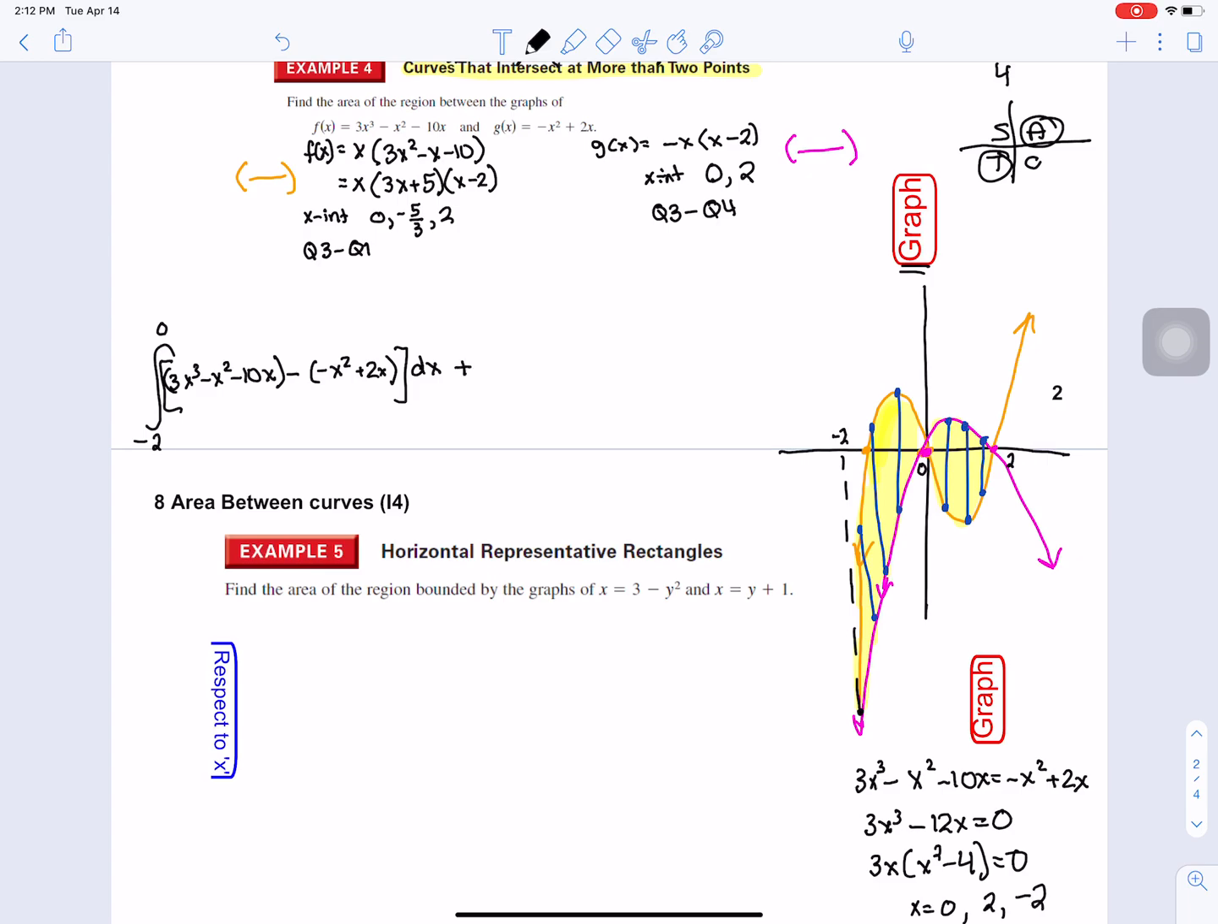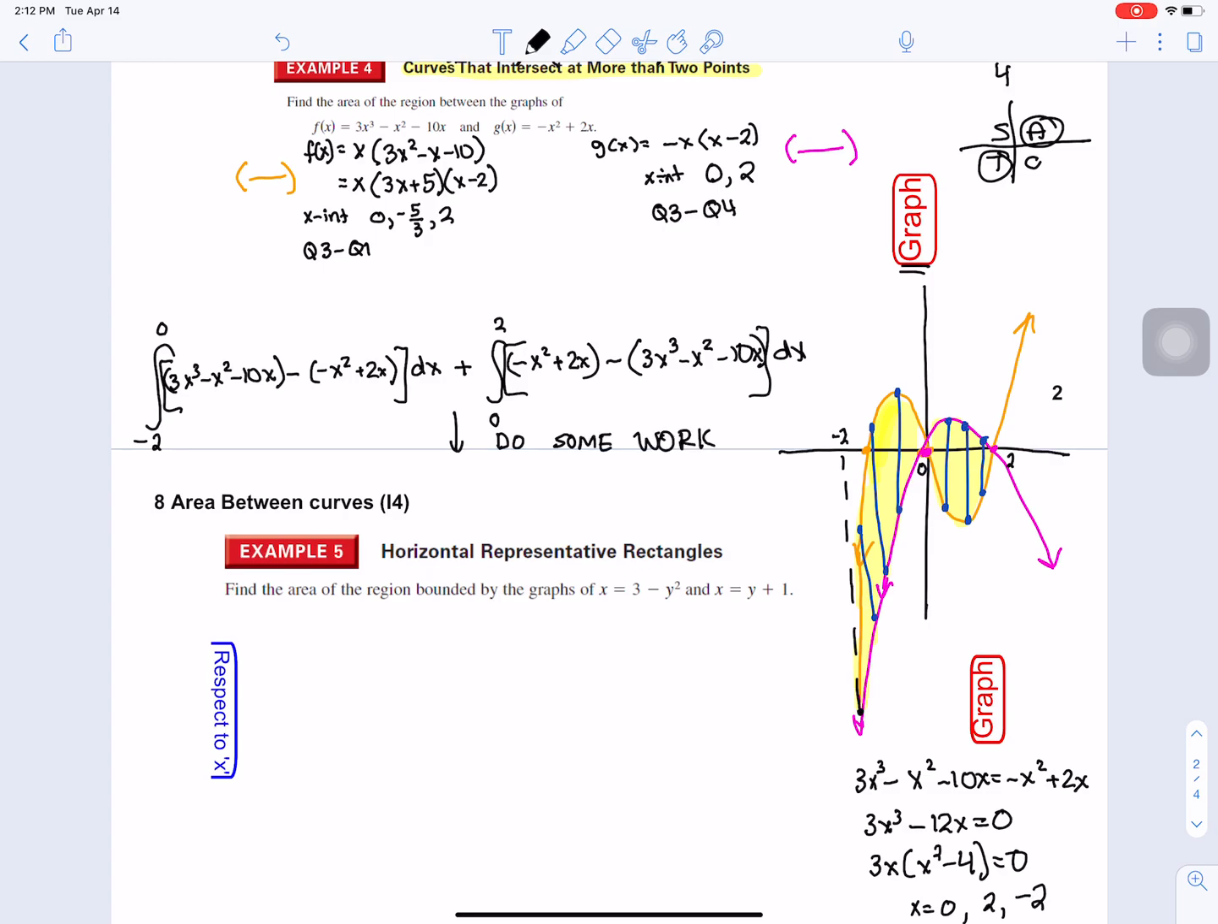And then we add on that next little yellow section where the top and the bottom change. So from 0 to 2, this time my top function is the pink minus the bottom function, which is the orange. And then I'm integrating with respect to x. So when you go ahead and actually integrate all of this, you're going to simplify, integrate, do some work.